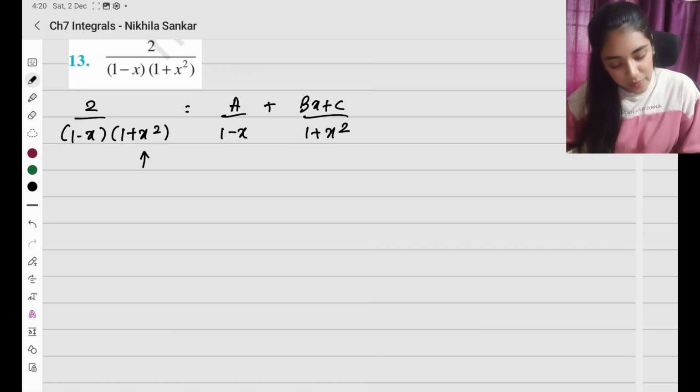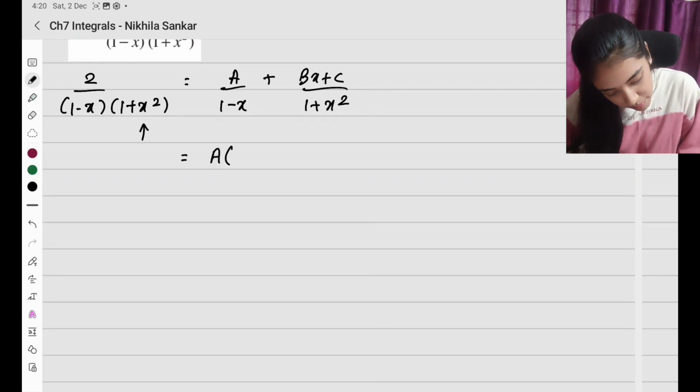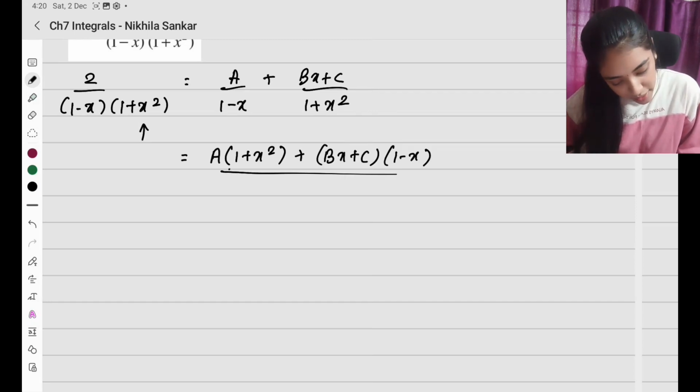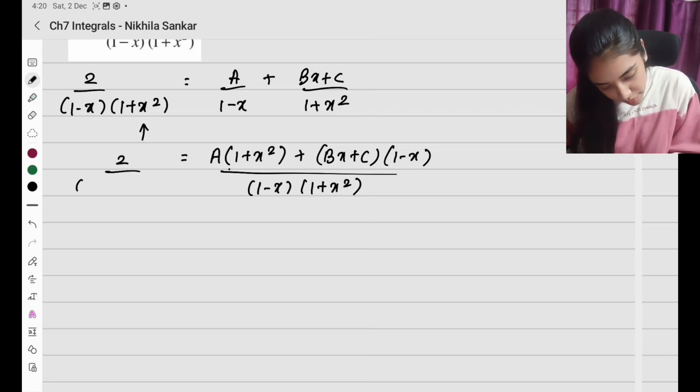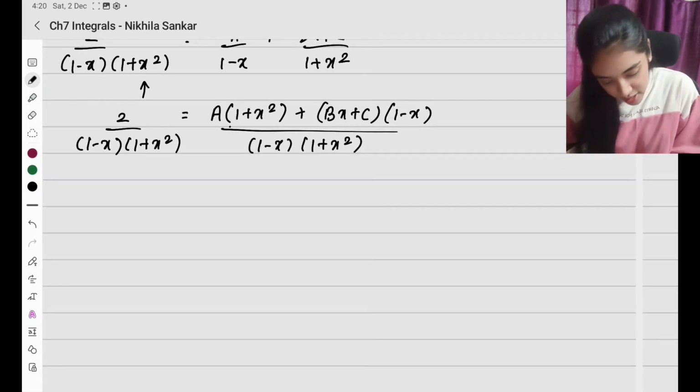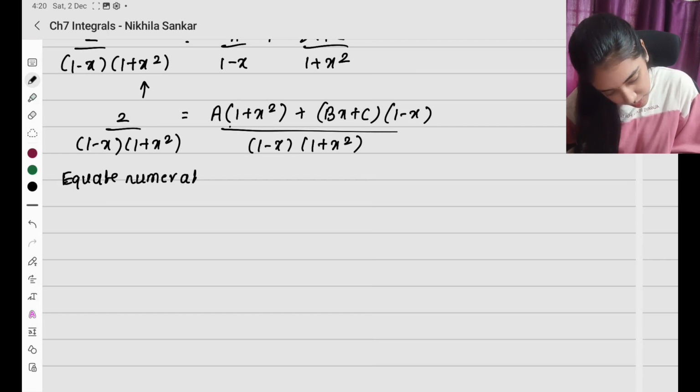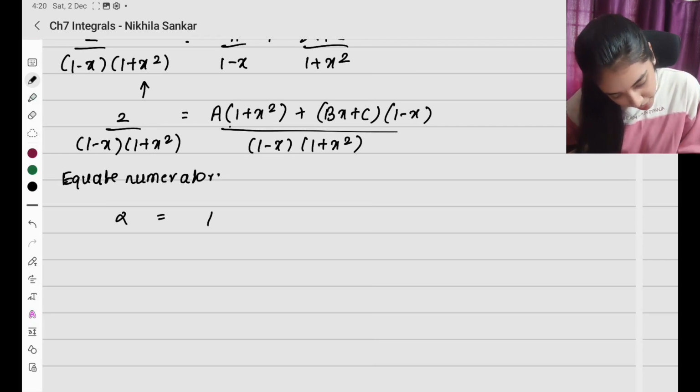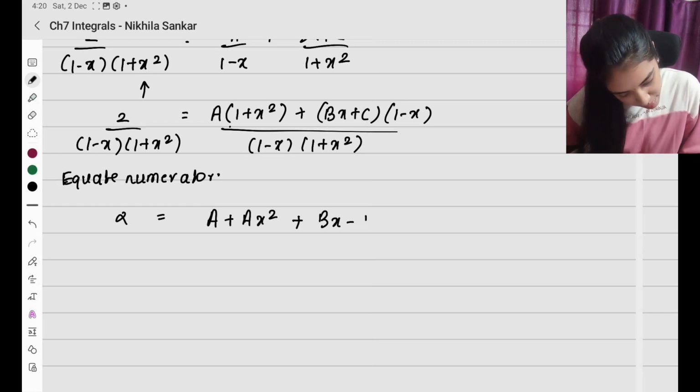Okay, understood? So now when I take the LCM, A times (1 plus x square) plus (bx plus c) times (1 minus x). Always put a bracket. Denominator (1 minus x) times (1 plus x square), the same as 2 divided by (1 minus x)(1 plus x square). When I equate the numerators, 2 equals, I am going to multiply, a plus ax square plus bx minus bx square plus c minus cx.